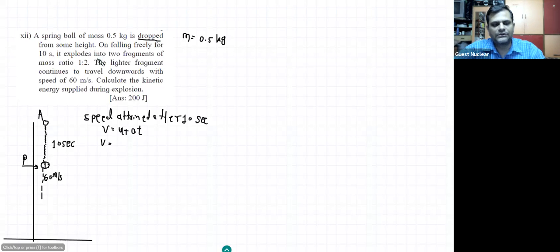Okay, drop करने का मतलब क्या है? It was at rest initially before dropping, that's why it will be 0, and a is going to be the acceleration due to gravity, which is actually 9.8 here in this case, and that is to be multiplied with time, which is going to be 10 seconds here, so that we can just get this velocity to be simply equal to 98 meter per second here. Okay, so velocity is obtained to be 98 meter per second. This is actually the velocity just before the explosion of this ball.